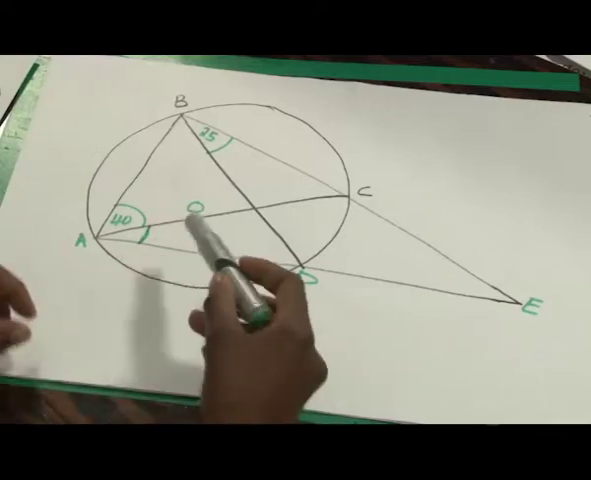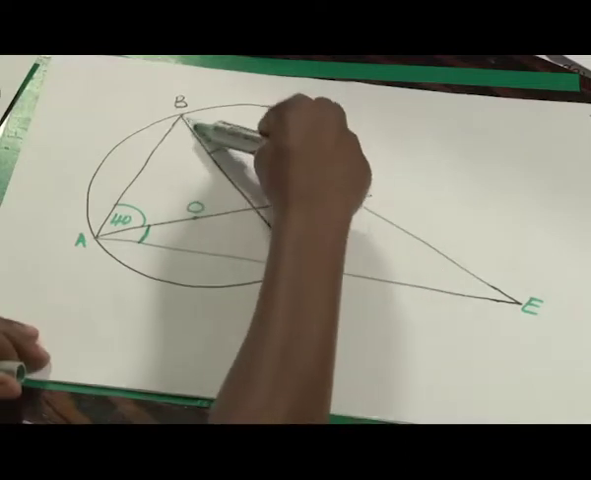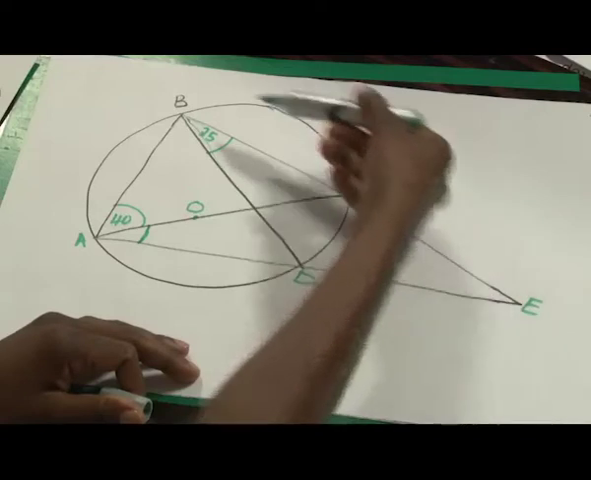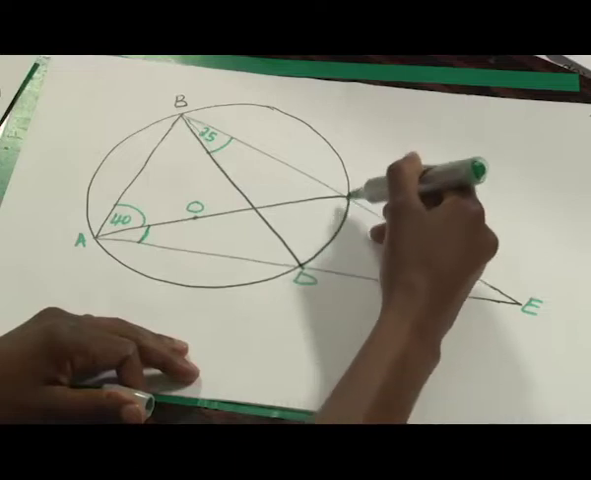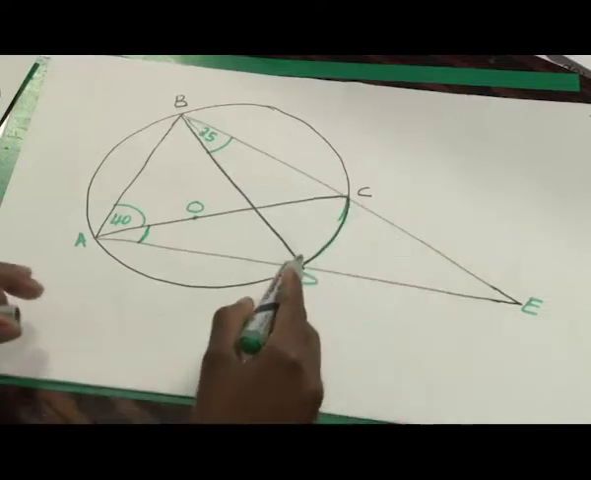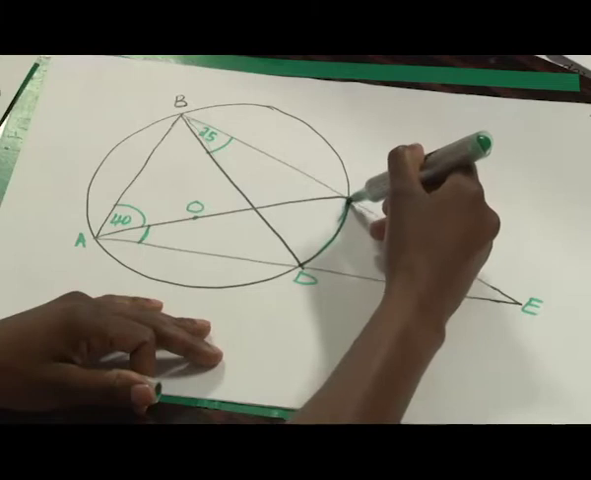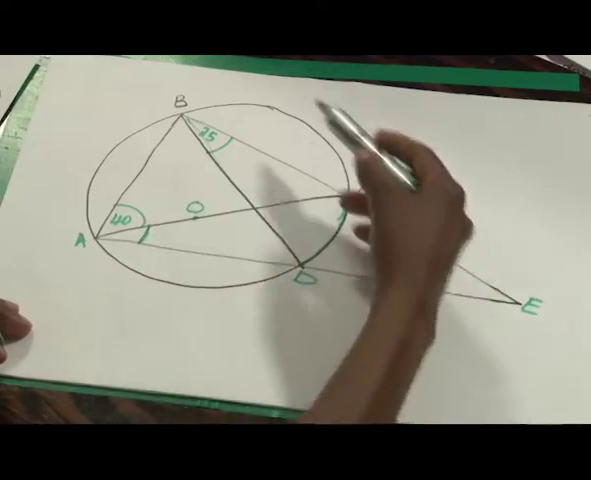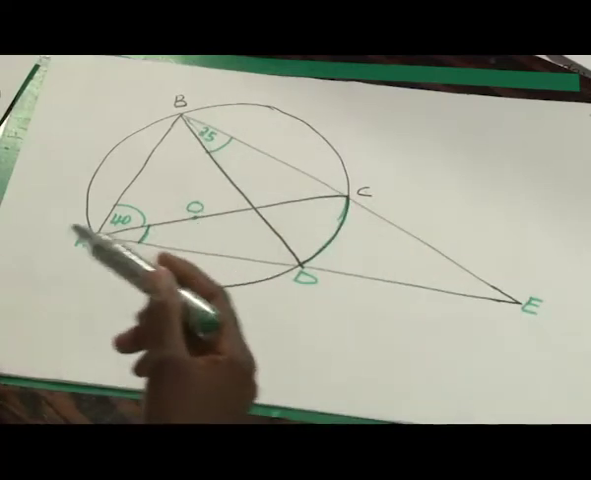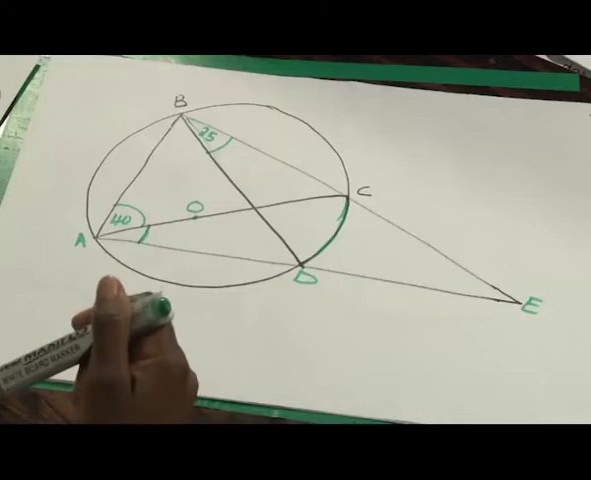The reason is this angle CAD is in the same segment as angle CBD. We can all see that angle CBD is subtended by this arc. And angle CAD is also subtended by that same arc. Therefore, these two angles are in the same segment, and we all know that angles in the same segment are equal.